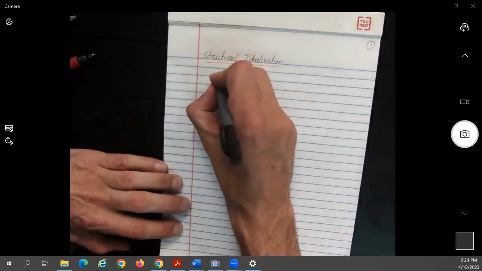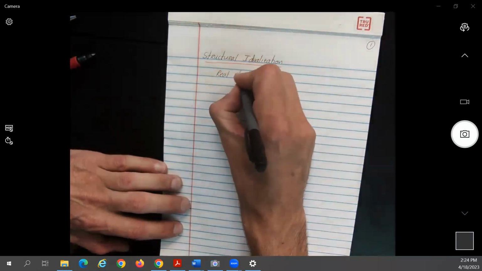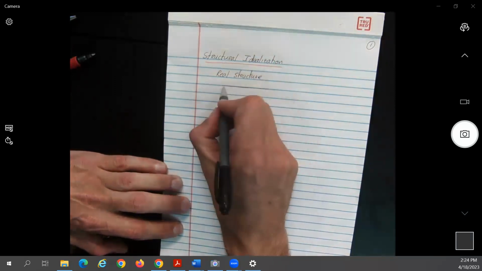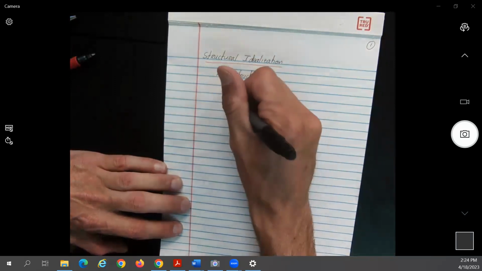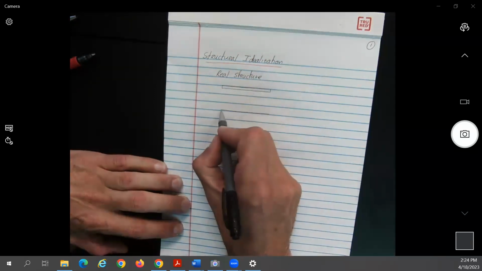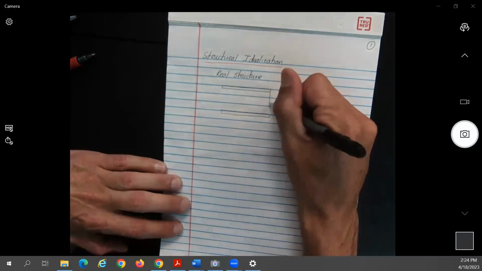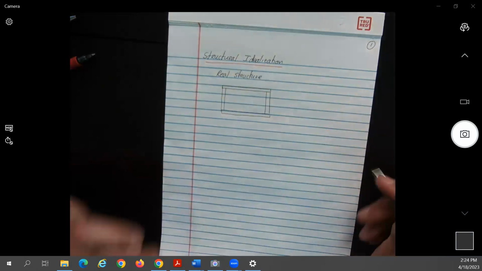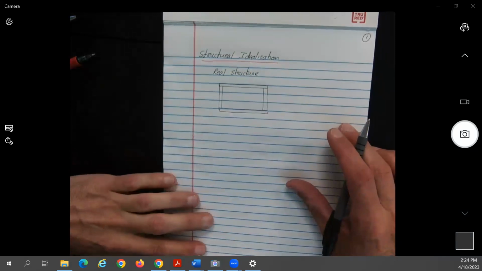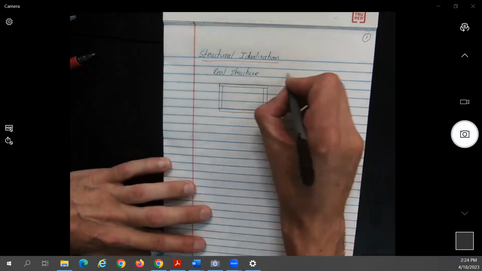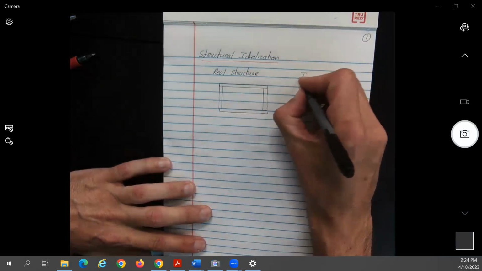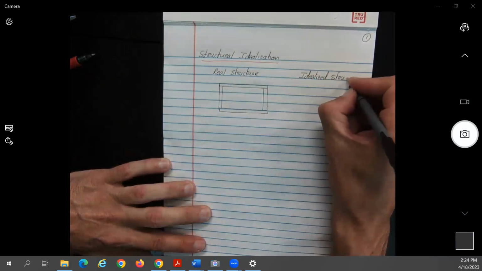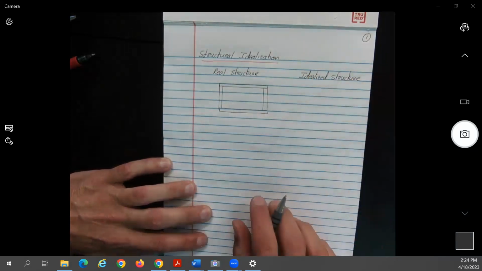So let's say we have the real structure, let's say we do a wing box. Let's say you can have here, okay, let's say 4 plates that are welded or riveted to each other. And this would be the idealized structure.